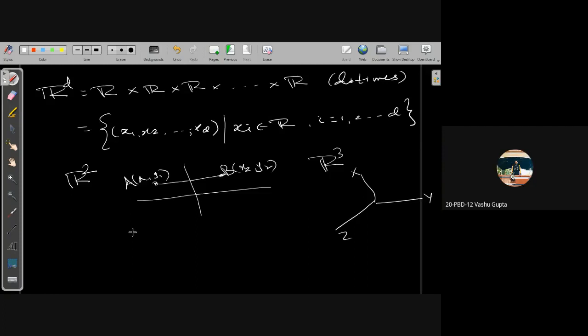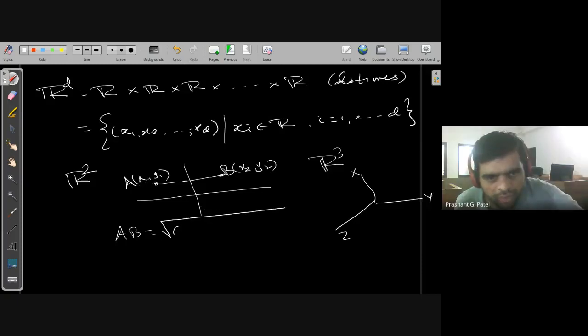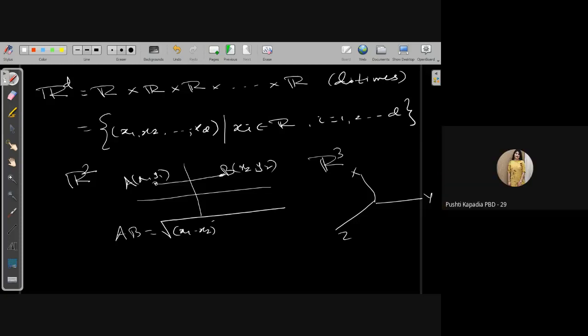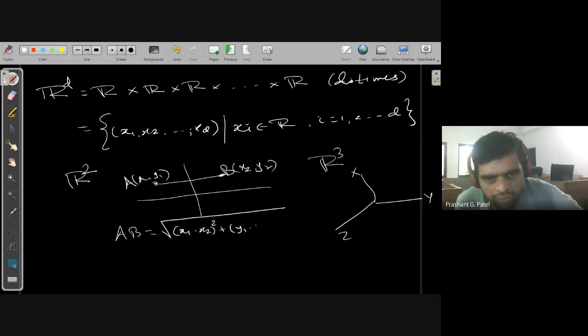I think, sir, we have the formula: the square root of (y2 minus y1) whole square plus (x2 minus x1) whole square, that is (x1 minus x2) square plus (y1 minus y2) square. This is the distance between these 2 points. If it is 2 points in R3, it is given as follows.